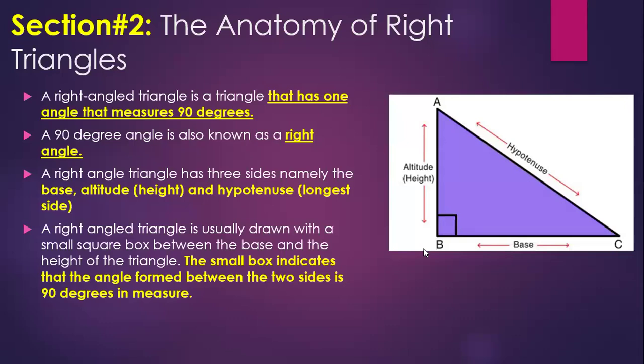Charltonique, where's Charltonique? Charltonique, what are the three sides of the right triangle? Altitude, base, and hypotenuse. All right. Antoine, where's Antoine? Yes, sir. What's another word for altitude? Height. Please draw this diagram and label it.